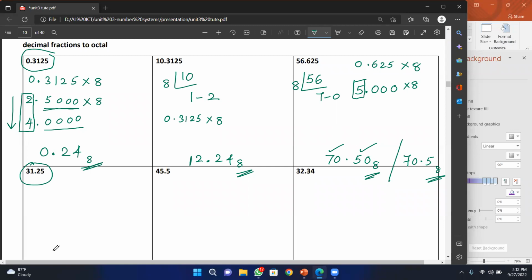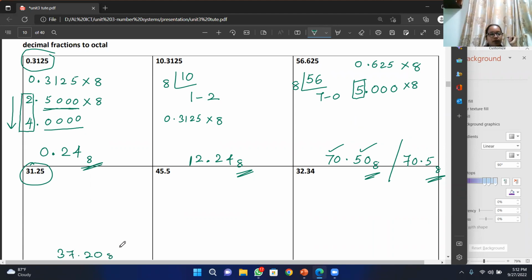37.20 to the base 8, teacher. I got it. 7 point. 37.20 to the base 8. 20. Or 37.2. Or just 20 is also fine. 31 divided by 8.